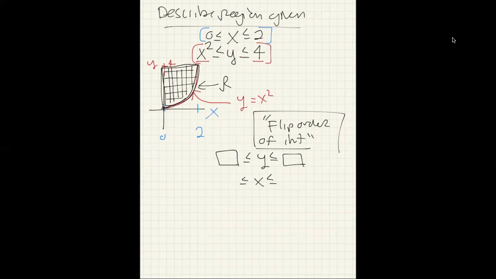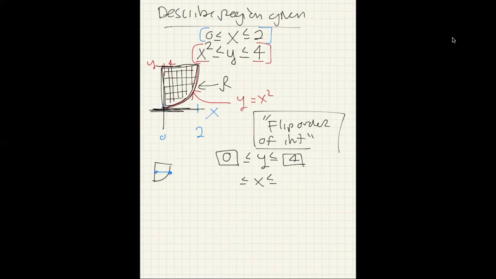What is the lowest constant for y, and what is the highest constant for y? Someone would say the lowest horizontal line that bounds this zone is the line y equals 0, and the biggest one is up at 4. Then I'd ask, what's the x bound? For each y, my x starts here and finishes out here.